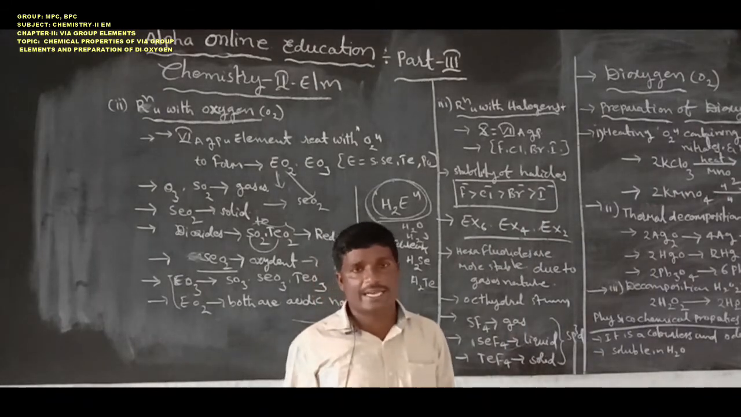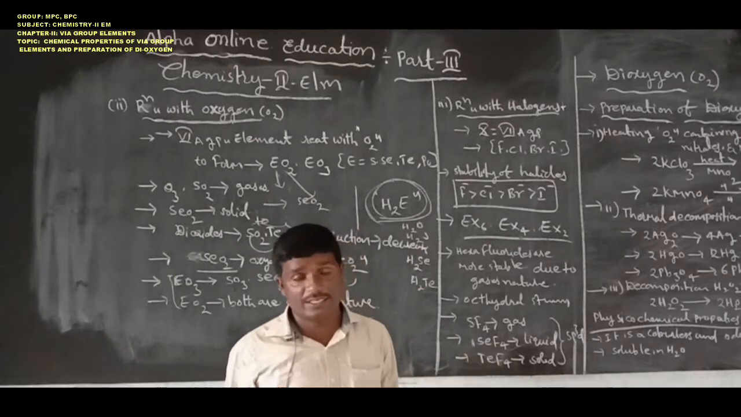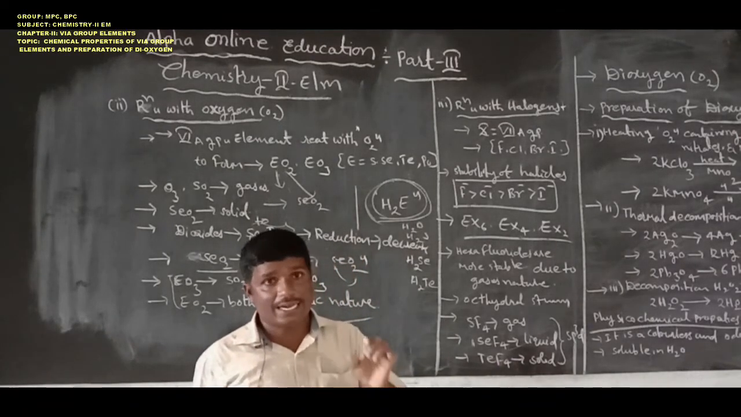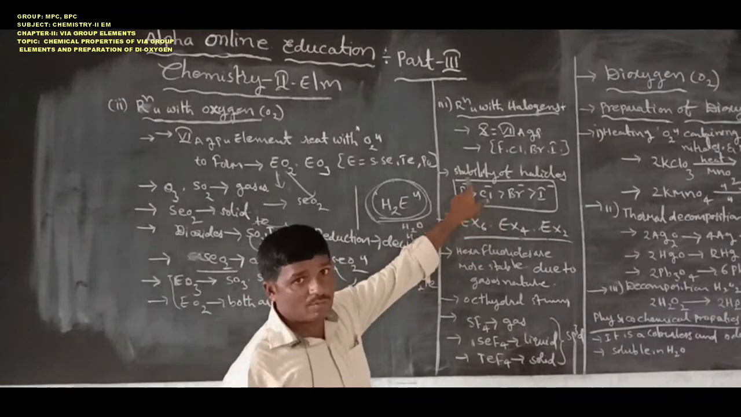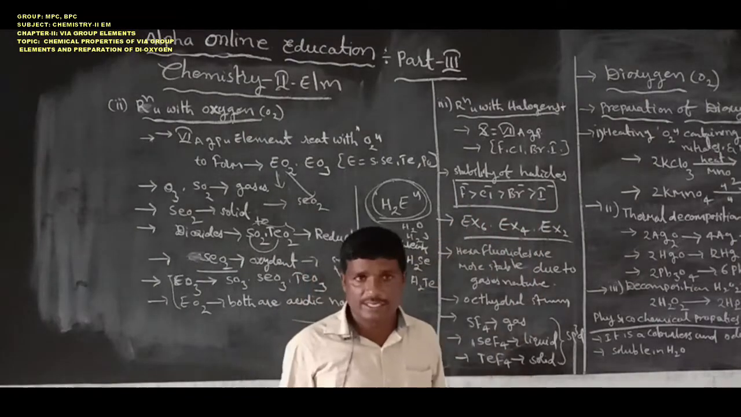The 7th group elements or halogens are highly electronegative elements in the modern periodic table. Fluorine is the most electronegative element, forming F minus, and is more stable than the remaining chlorine, bromine and iodine.